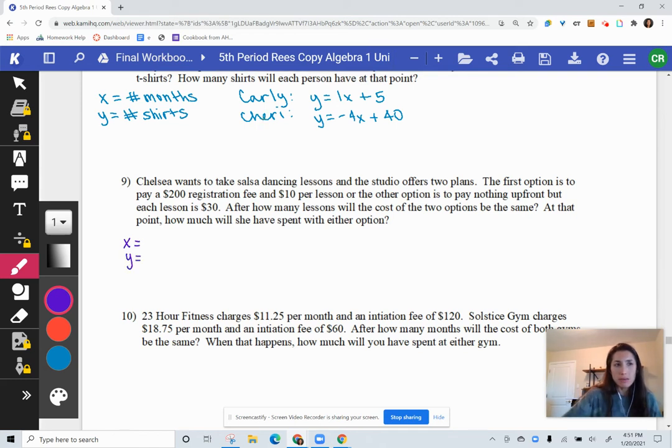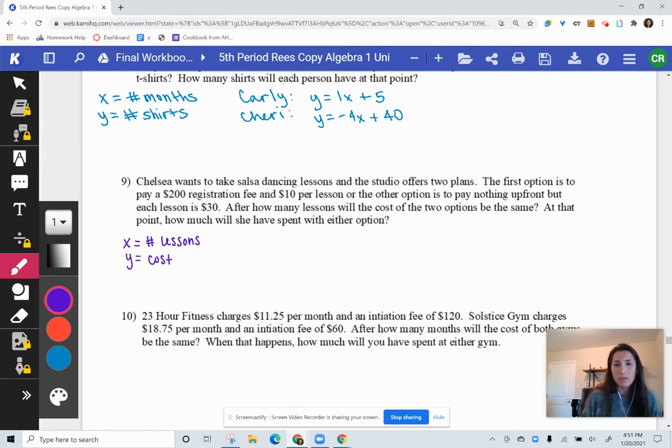So x is like our slope essentially in these problems. So x is going to be like our rate of change. So our rate of change is the number of lessons. And it looks like y is going to be our cost for this problem. So we're going to create an equation for both situations.